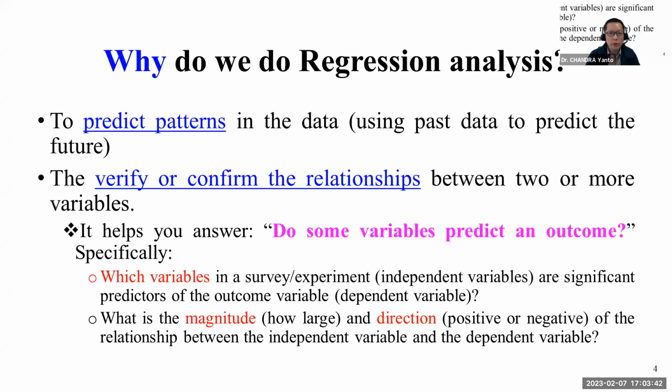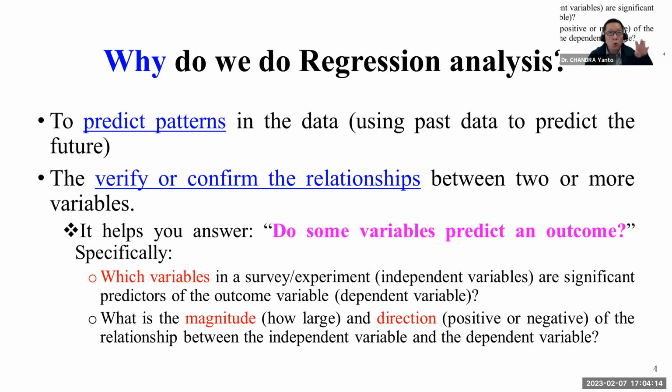So why do we do regression analysis? Because we want to predict something. We want to verify or confirm the relationship between two or more variables. So typically in a regression analysis, you always ask this type of very broad question like, can I use a number of independent variables to predict an outcome? Can I use a number of different independent variables to predict a number of dependent variables, right?